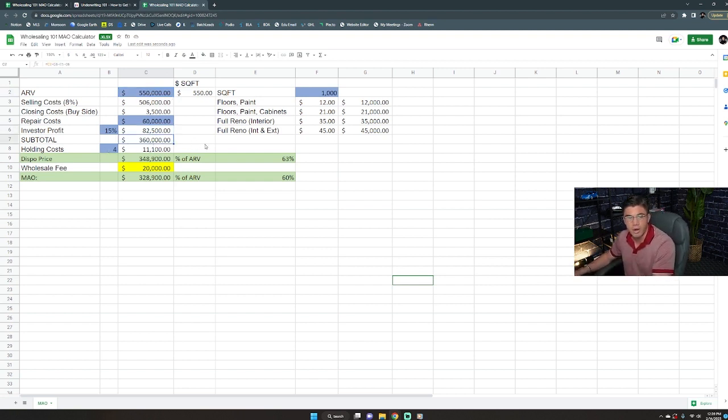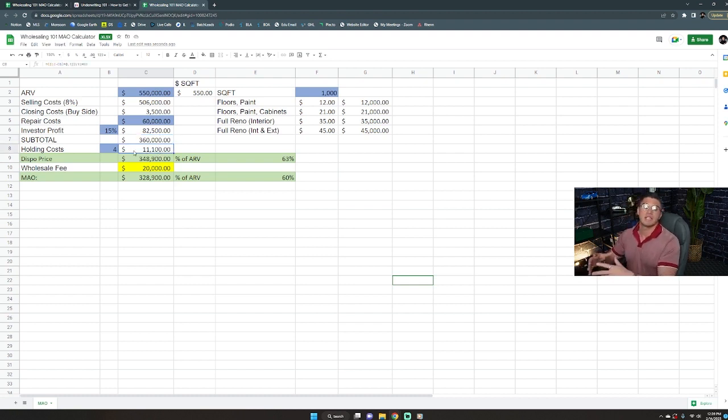So once you back out all the costs, you're going to get the subtotal. So it's $360,000. Now what this number is supposed to represent is their all-in costs, meaning they would need to get a loan for $360,000 to buy the property, fund their rehab, everything like that. And after that is going to be the holding costs.